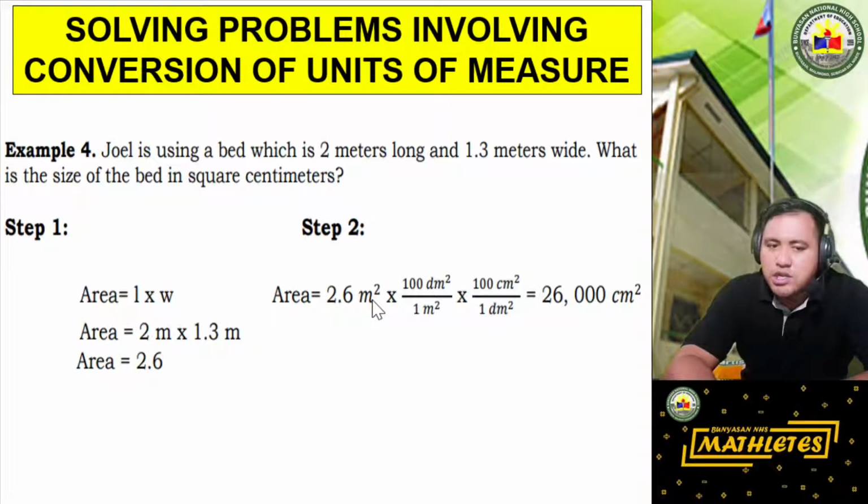Now, meter squared to square centimeter. We are going to convert that from square meter to square centimeter. Okay. So that is the conversion factor. It's 100 square decimeter over 1 square meter times 100 square centimeter over 1 square decimeter, which is equivalent to 26,000 square centimeters.